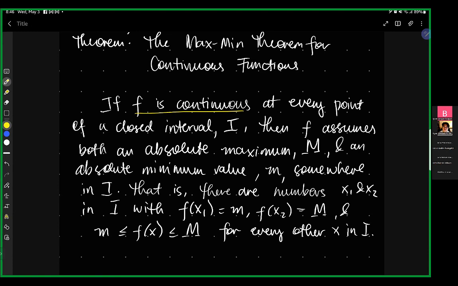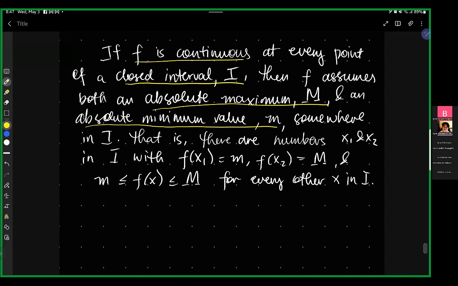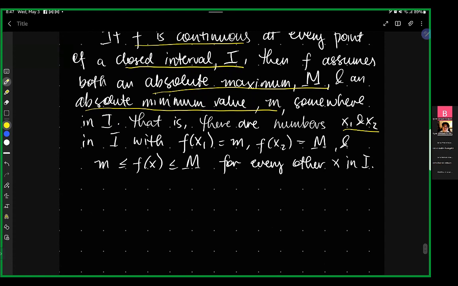Remember that. So if f is continuous at every point on a closed interval I, okay, then f assumes both an absolute maximum value M and an absolute minimum value small m somewhere in I. That is, there are numbers x1 and x2 that give us the absolute minimum value and the absolute maximum value, where the function f of x is between those values for every other x in I.